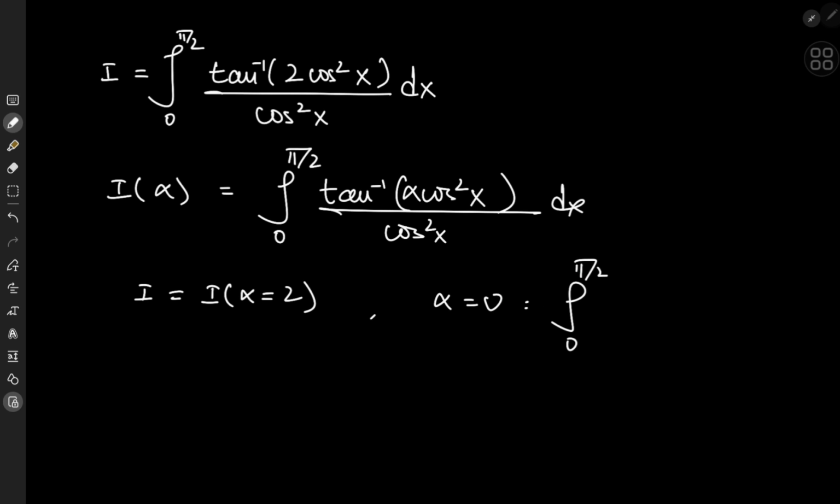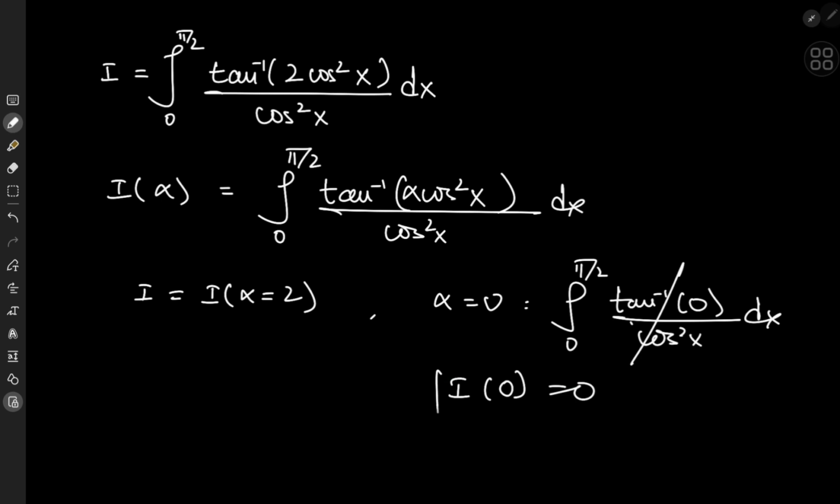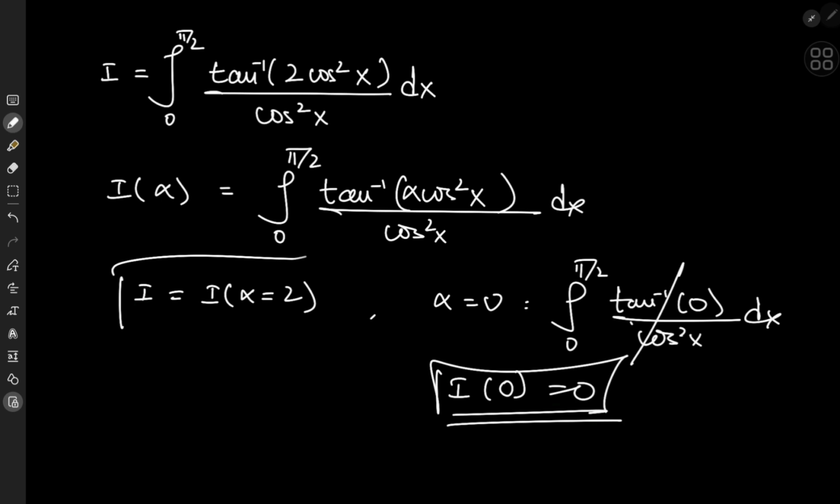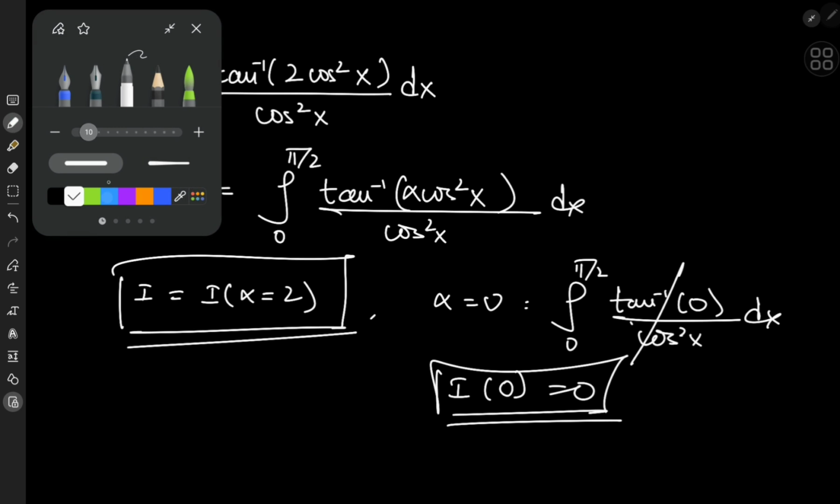the integral from 0 to pi by 2 of inverse tangent of 0 divided by cosine squared x dx. And we know that the inverse tangent of 0 is, well, 0, so the entire thing collapses. So we know that I of 0 is 0, and we're interested in I of 2. Okay, so that means we have an excellent plan in place.